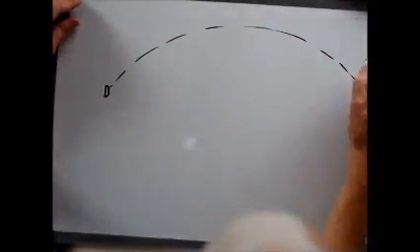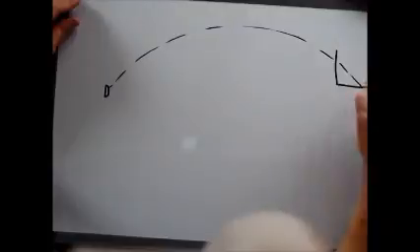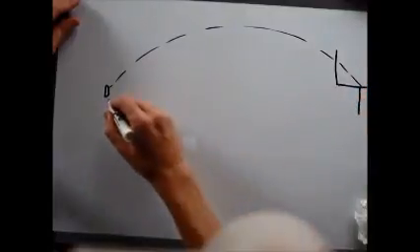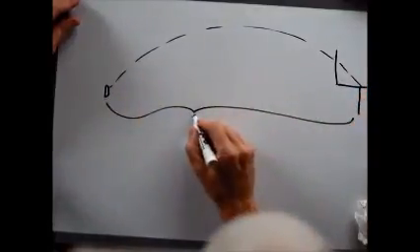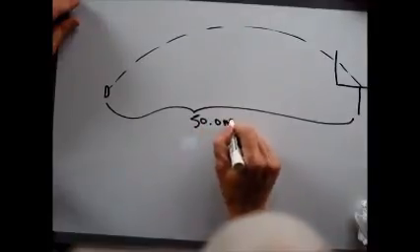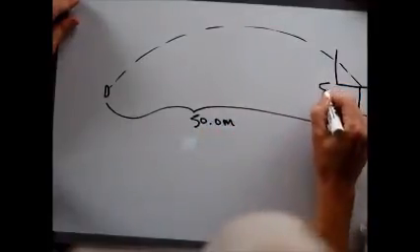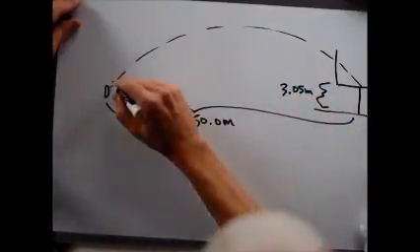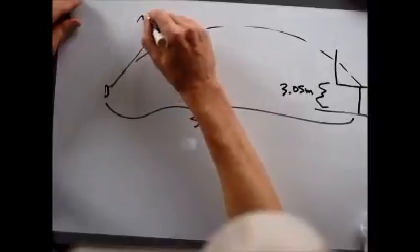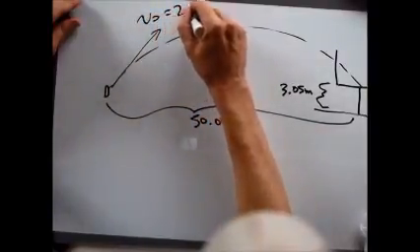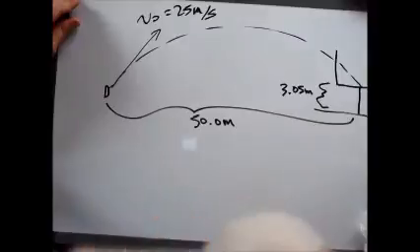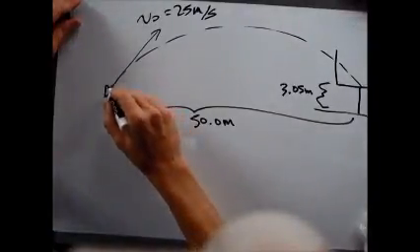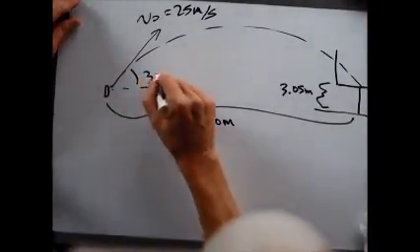So here's my football. Here's its trajectory. Here are my goalposts. This distance is 50 meters. This height is 3.05 meters. My initial velocity, V0, is 25 meters per second, and my initial angle is 30 degrees.